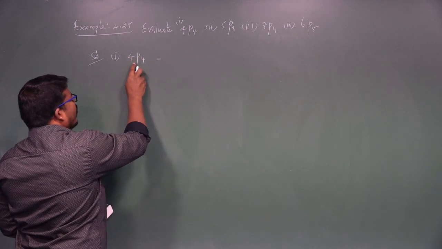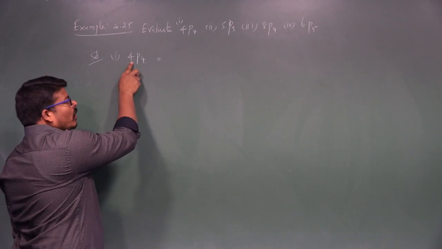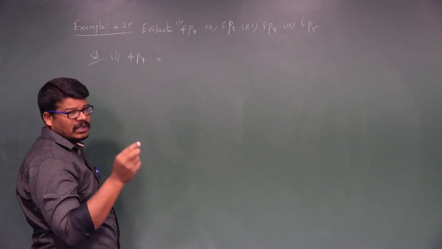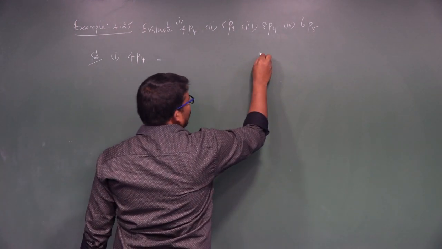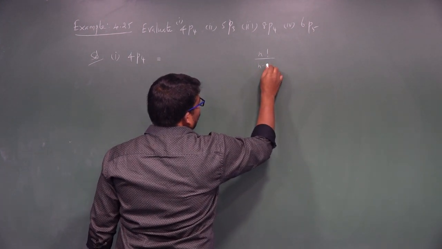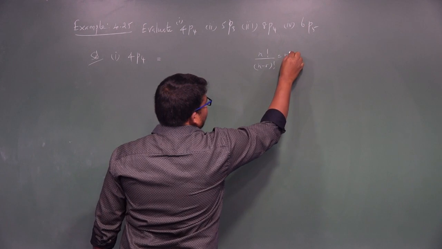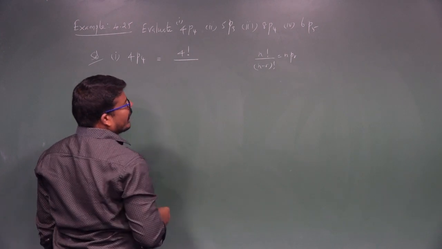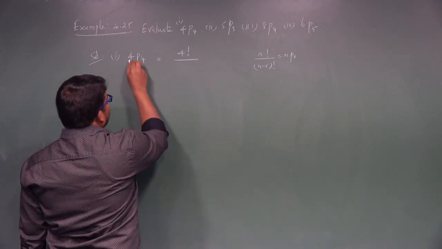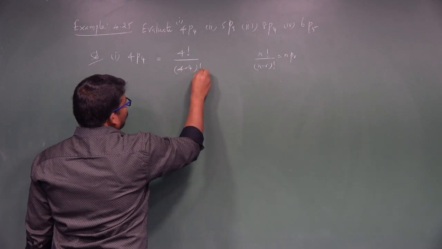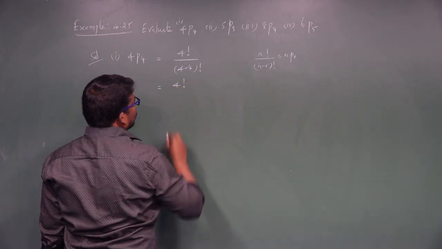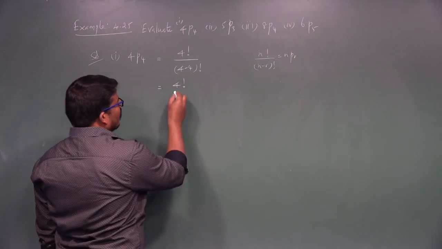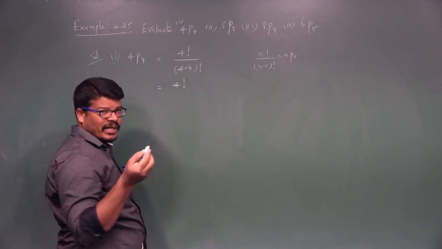4P4 is nPr. Here the n value is 4 and the r value is 4. Already you know the formula: nPr equals n factorial by n minus r factorial. Here n is 4, so 4 factorial by n minus r factorial. n minus r is 4 minus 4 factorial, so 4 factorial by 0 factorial. The 0 factorial value is 1. So 4 factorial by 1 is 4 factorial.